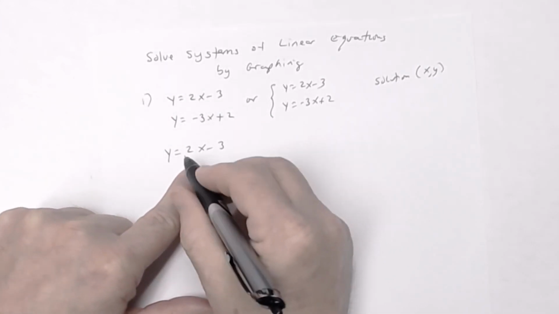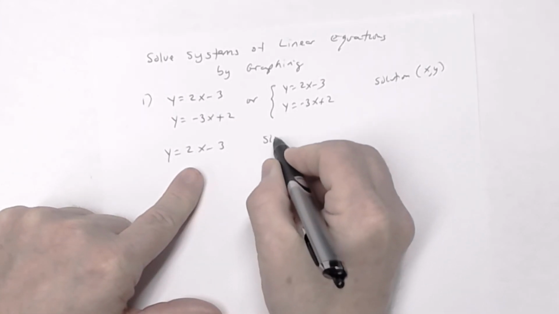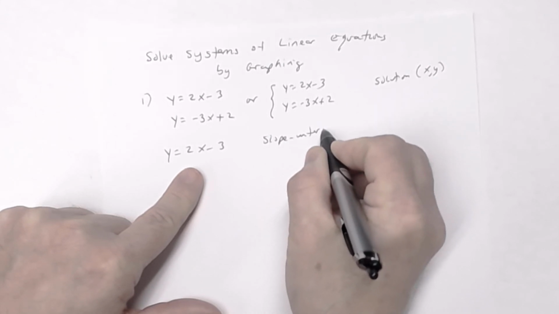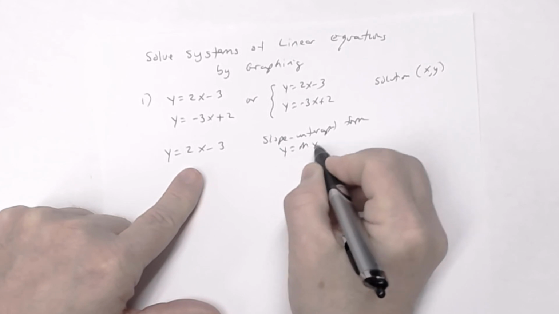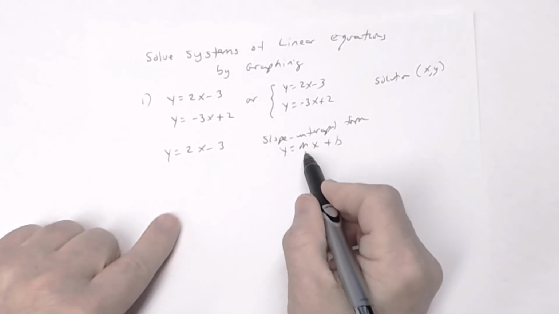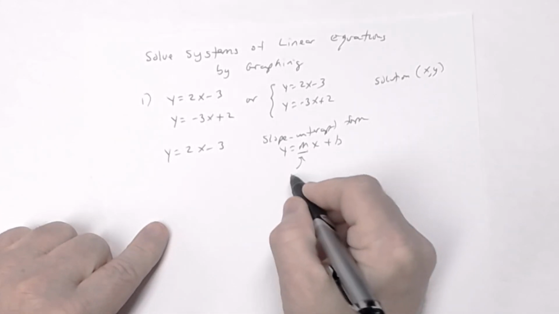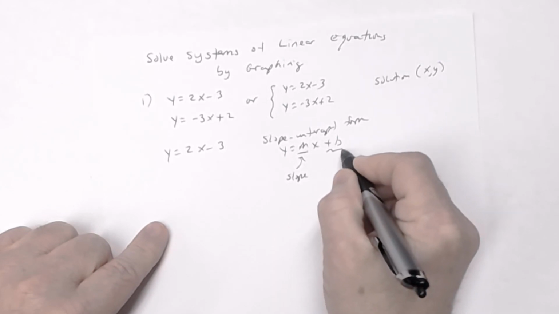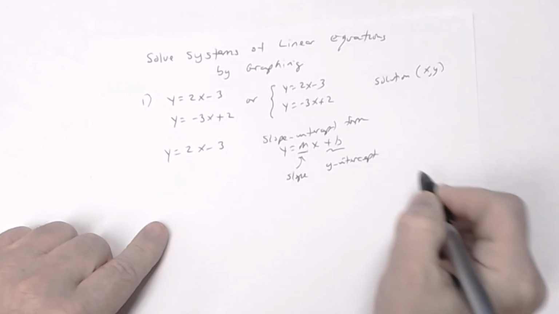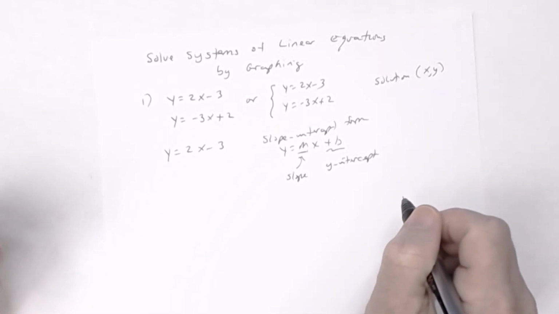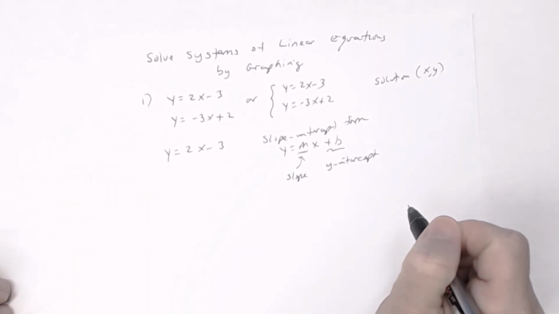So remember, whenever you get y by itself, that's slope-intercept form. And remember, that's y equals mx plus b. And the coefficient of x, this m here, that's your slope. And then b is your y-intercept. That's the point where the graph crosses the y-axis.